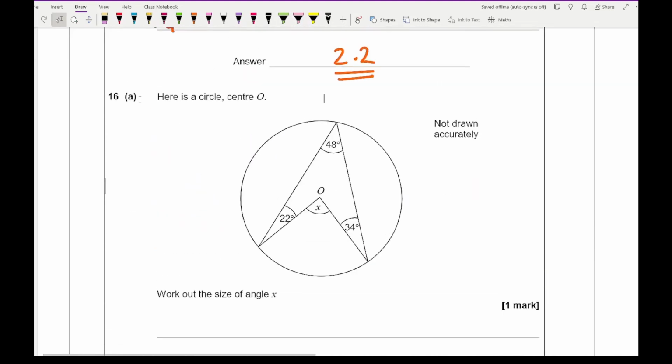Now moving on to 6.8, it says here is a circle with centre O, and the question is asking us to work out the size of angle X. Well, to work out the size of angle X, the easiest way is to use circle theorems, knowing that this angle at the circumference is going to be half the size of the angle at the centre, so X equals 2 lots of 48, which gives me an answer of 96 degrees.